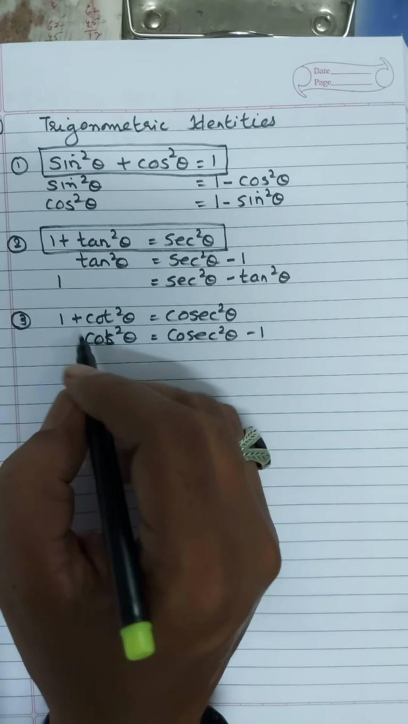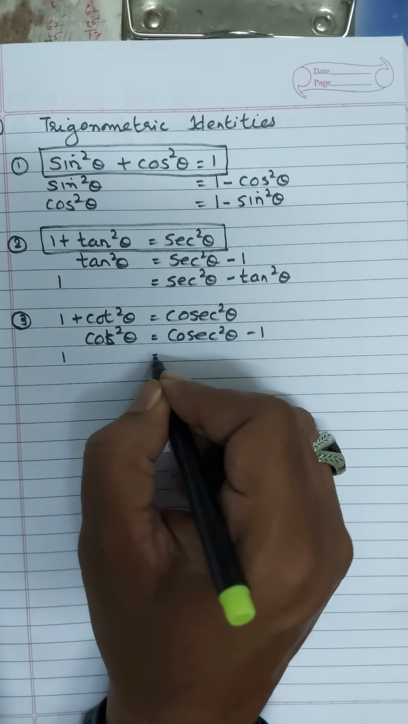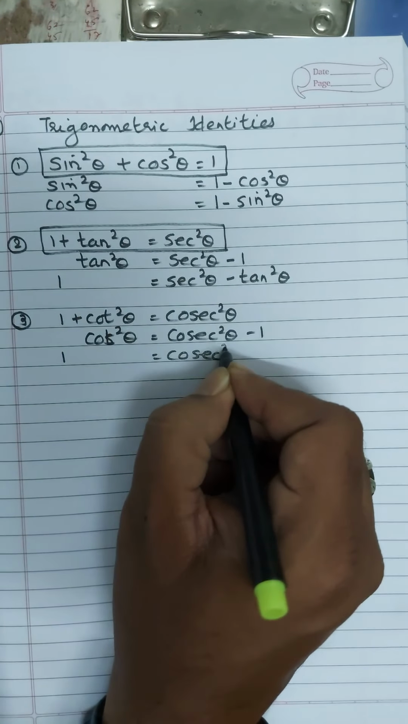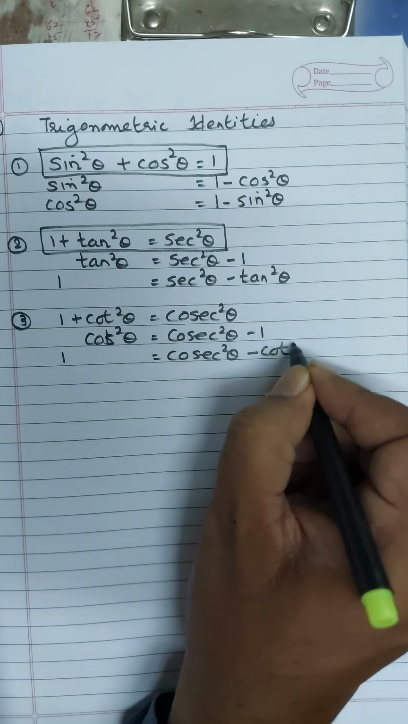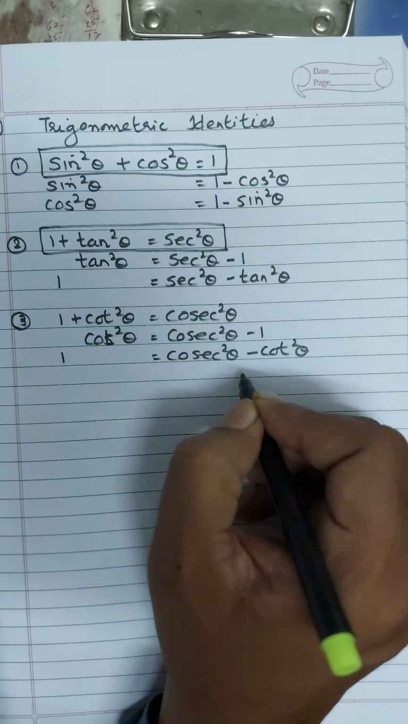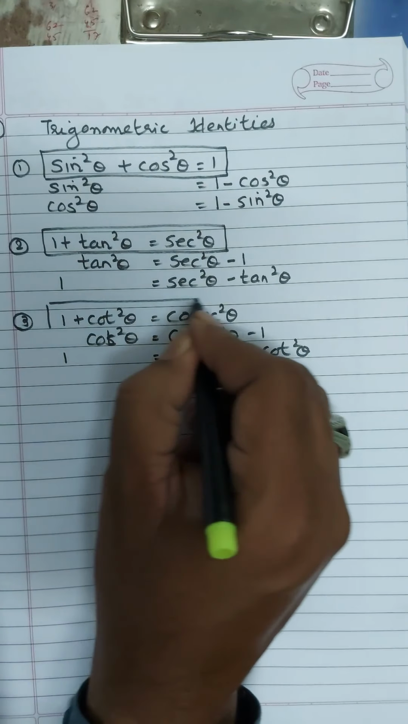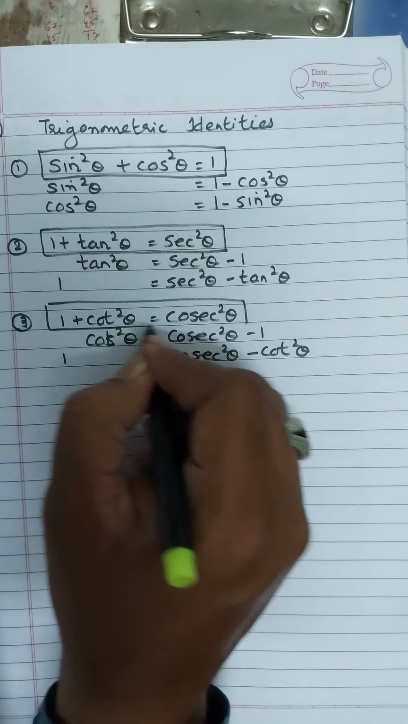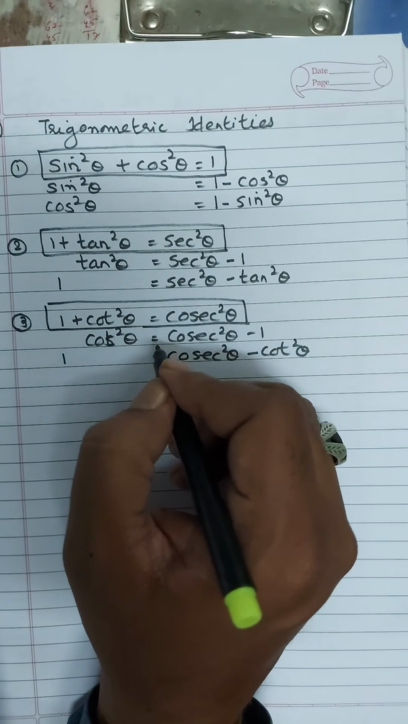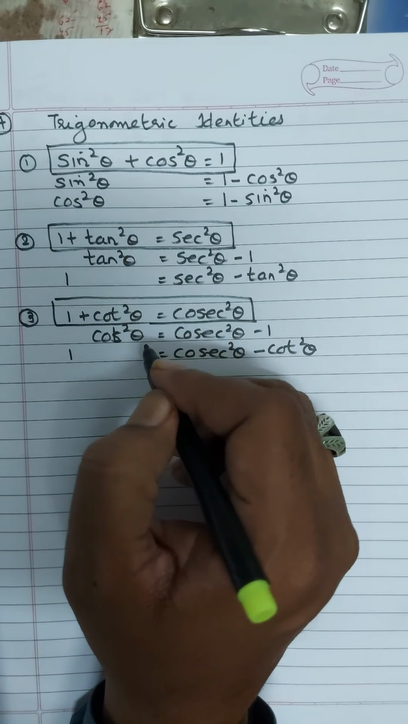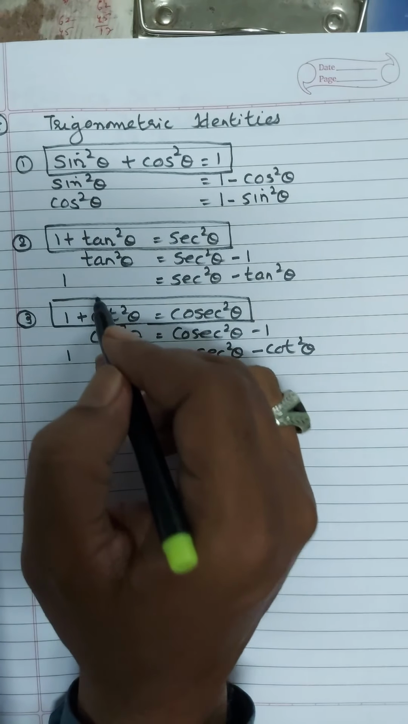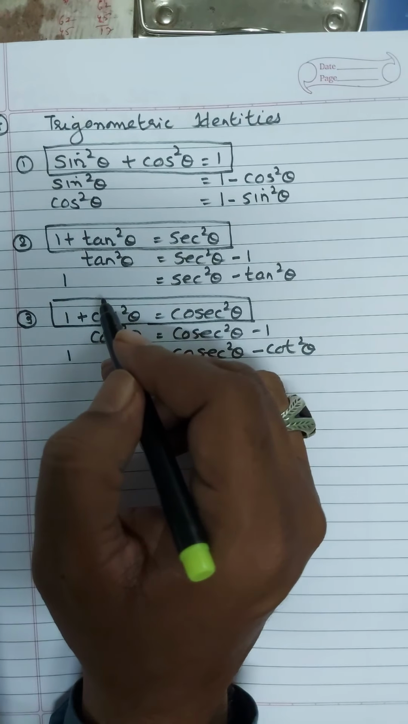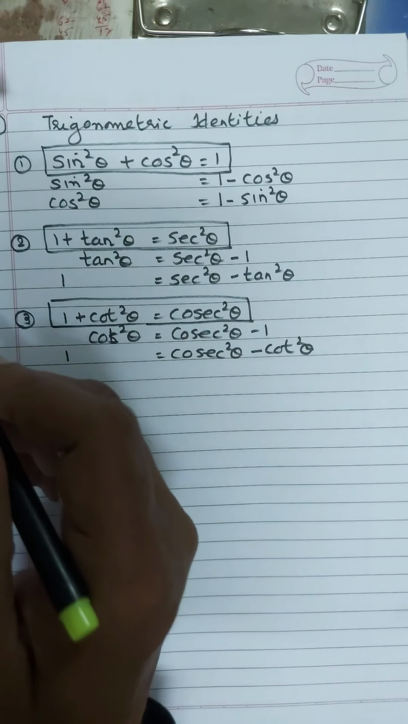Now, one more is there: 1 is directly equal to cosec square theta, then plus cot square theta we need to shift over there, it becomes minus cot square theta. So, if you see students, overall there are 9 fundamental trigonometric identities, but in 10th only 3 fundamental trigonometric identities. So, both of these we need to learn and understand properly in order to solve the proof-type questions, okay.